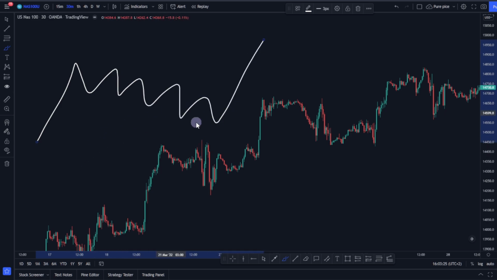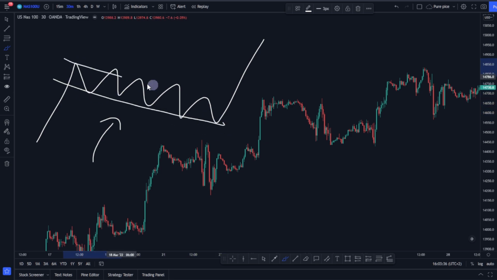So when I speak about corrective waves, I usually use the flag pattern because it is easy for traders to understand. However, it is not always where the market will correct in the form of a flag pattern or any other observable pattern. Sometimes the market will correct in a way that is not a pattern, or in a way that you can't easily understand as a trader.